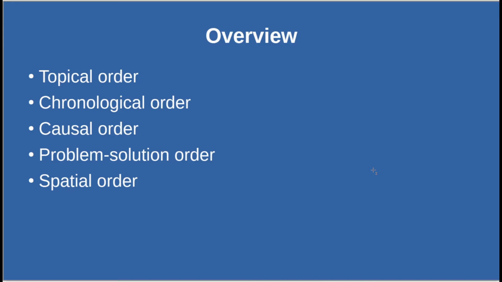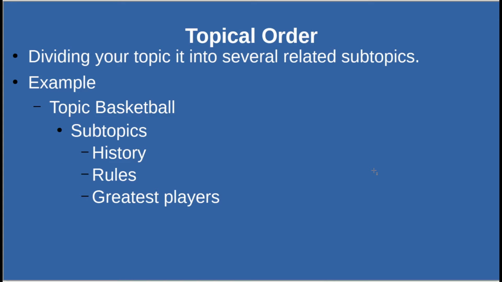So on this screen, we have 5 different ways that you can organize your main points. Of course, there's more than this in many situations. Topical, chronological, causal, problem solution, and spatial order. So for topical order, you're dividing your topic. Remember, your topic is what you're writing about or reading about or talking about, into several related subtopics. And another word for subtopic could be paragraphs.